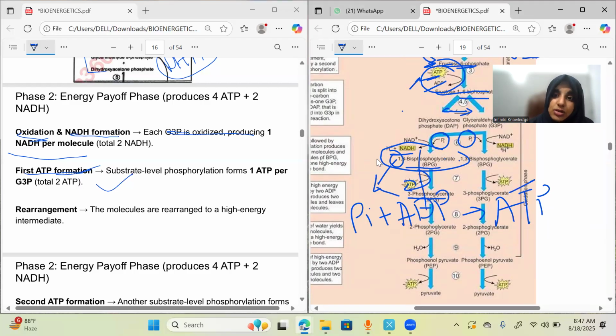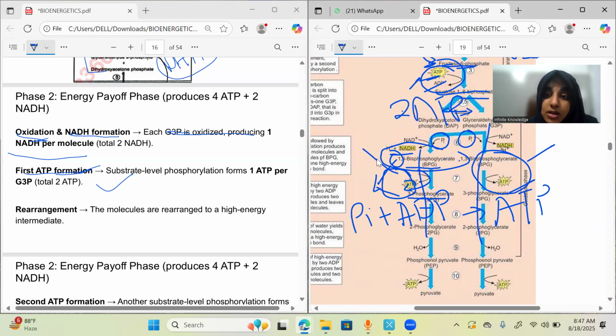There are basically two going on now, right? After DHAP was converted into G3P, we start the reaction twice. Every reaction is starting twice, okay? So what happens over here is that if ATP is produced over here, it is also produced on this side, and by this mechanism, see that two ATP are formed over here, right? Okay.